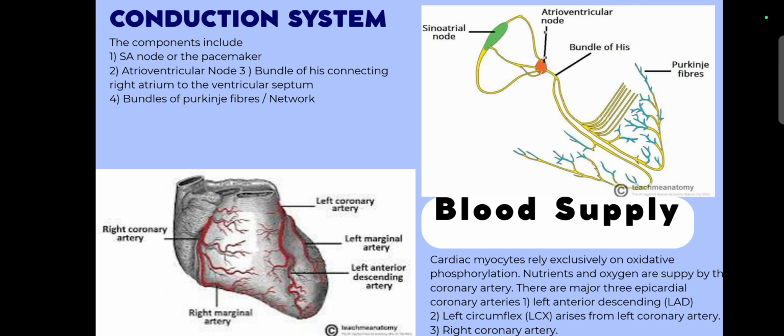Then after that, the blood supply of the heart. Here we can see that anteriorly the blood is supplied by the left coronary artery, right coronary artery, and left anterior descending artery. So there are majorly three different types of arteries in the heart: the left anterior descending artery, which is known as LAD, the left circumflex artery, which arises from the left coronary artery, and the right coronary artery.